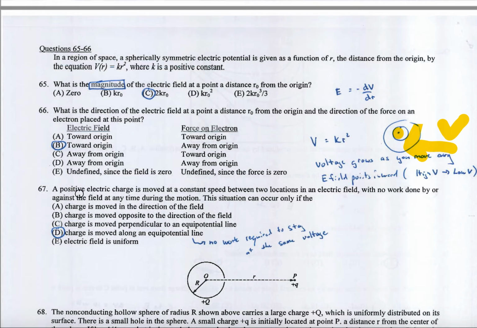A positive electric charge is moved at constant speed between 2 locations with no work done. Okay, if there's no work done, it must be moving on an equipotential line. There's no work required to move along an equipotential line because you're just staying at the same voltage.